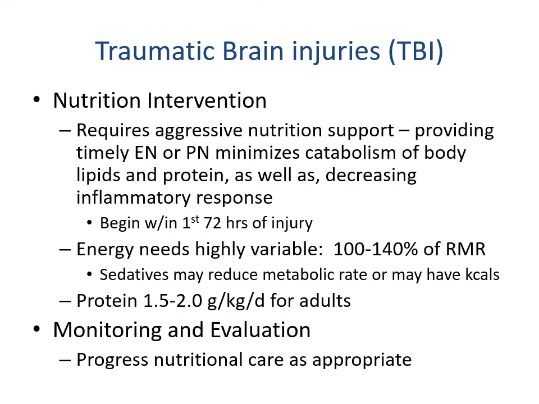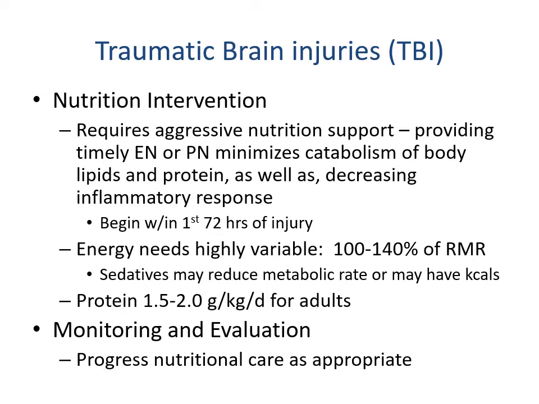So intervention requires aggressive nutrition support with timely enteral or parenteral nutrition to minimize catabolism of body lipids and protein, as well as decreasing the inflammatory response. We'd like to start within the first 72 hours. Energy needs can be highly variable, with somewhere between 1 to 1.4 for your injury factor. Sedatives, though, may reduce metabolic rate. So again, it's that art of what to provide the patients. Protein at 1.5 to 2.0 grams per kilogram per day. Similar to our burn patients, giving them more and more and more doesn't help.